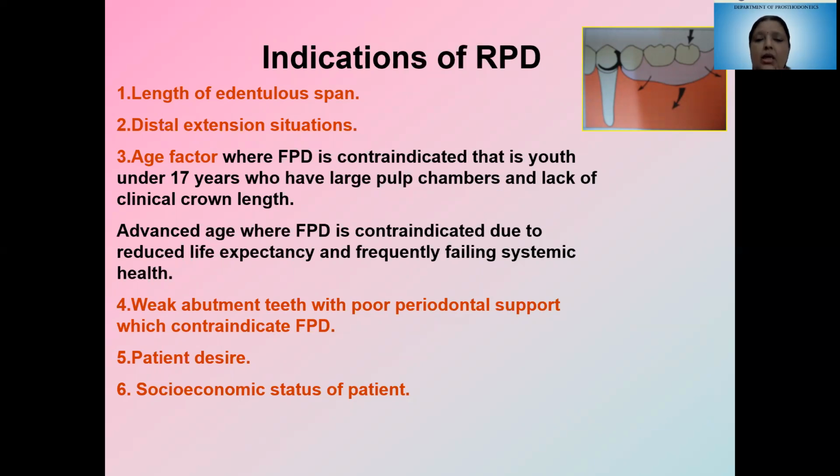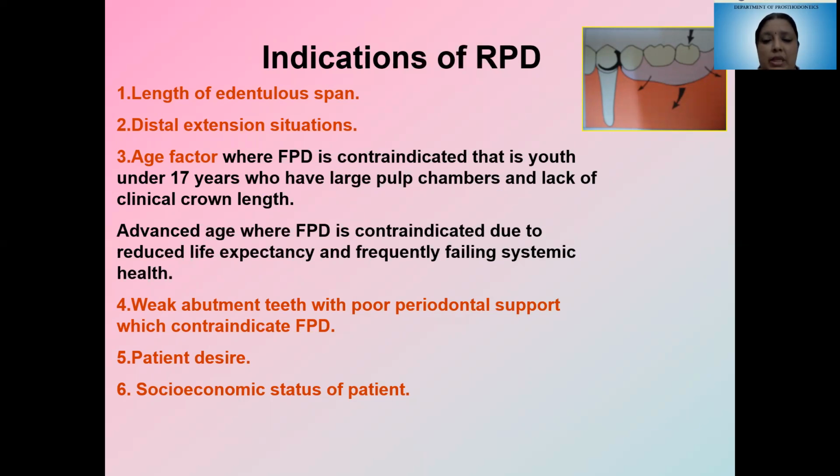Then age factor. What do we mean by this? Now, in very young patients, you know that the pulp chamber is very large. So when you're going to prepare the tooth for a fixed partial denture, the danger of exposing the pulp is always there. In such patients, it's better to go for a removable partial denture as a stopgap or temporary arrangement and later go in for either an implant or a fixed partial denture. Then in very old patients, where they cannot withstand extensive preparations, extensive chairside procedures, they cannot undergo surgeries for implants, then again you think of removable partial dentures.